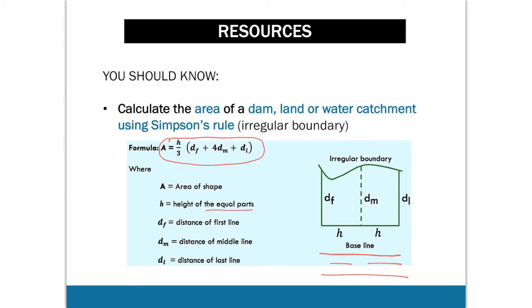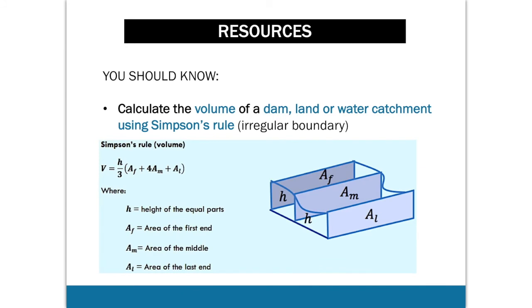DF is the distance of the first line. Then DM is the distance of the middle line, and then DL is the distance of the last line. And we just sub those values into our formula. We also use Simpson's rule for volume, working out the volume of a dam, land or water catchment. So this formula works quite similar to the previous formula, but we're obviously just working out volume.